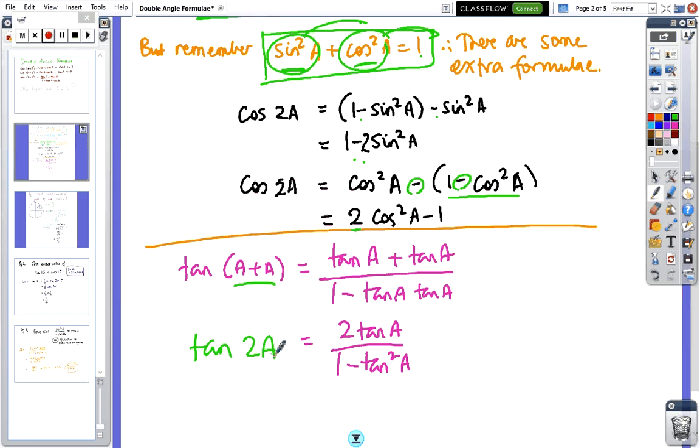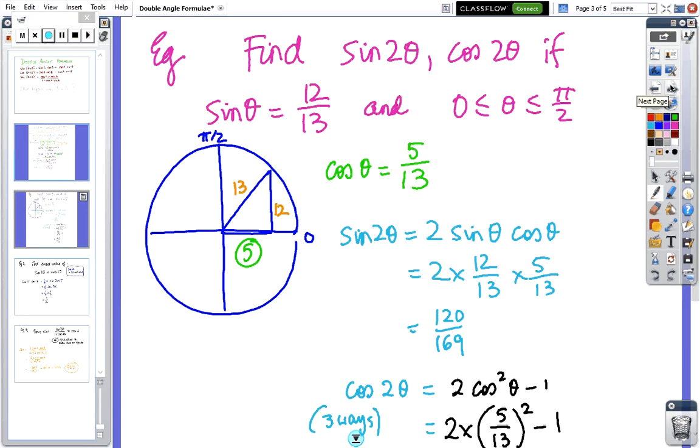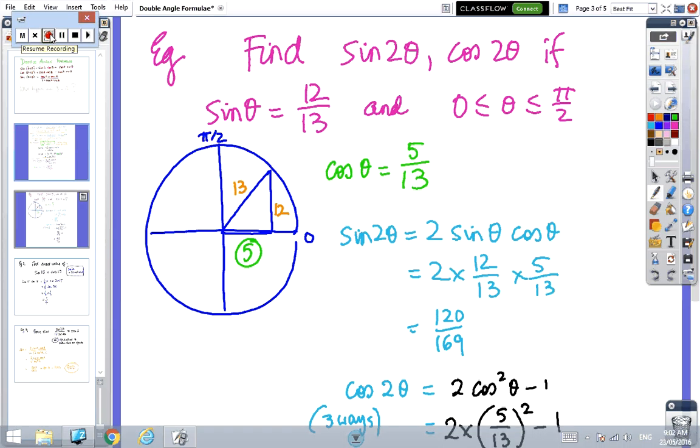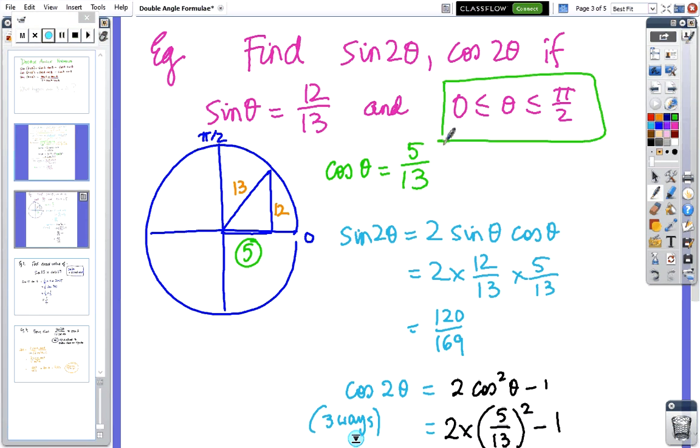So how do you use it? Let's have a look. Okay, so looking at an example, finding sine 2 theta and cos 2 theta if you know one of the ratios. And you get this extra information which tells you what quadrant you're in. So if you're between 0 and pi on 2, you're in the first quadrant, so all the ratios are positive. Now, you're told that sine is 12 over 13, so it's opposite over hypotenuse. You have to use Pythagoras to find the missing side, or you know that the triad 5, 12, 13 should be familiar to you.